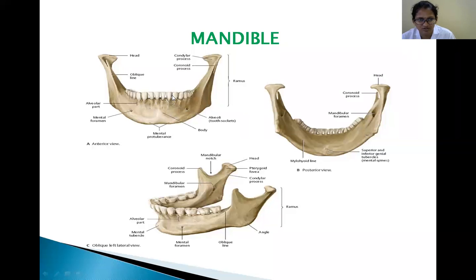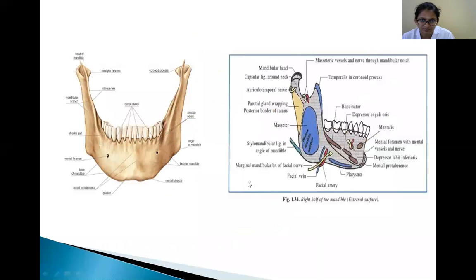Next, first we are going to discuss the lateral view. In the lateral view, the mandible is studied as L shaped. This is the anterior view, this is the posterior view, and this is the lateral view. These are the three views of the mandible. First, we are going to study the mandible.